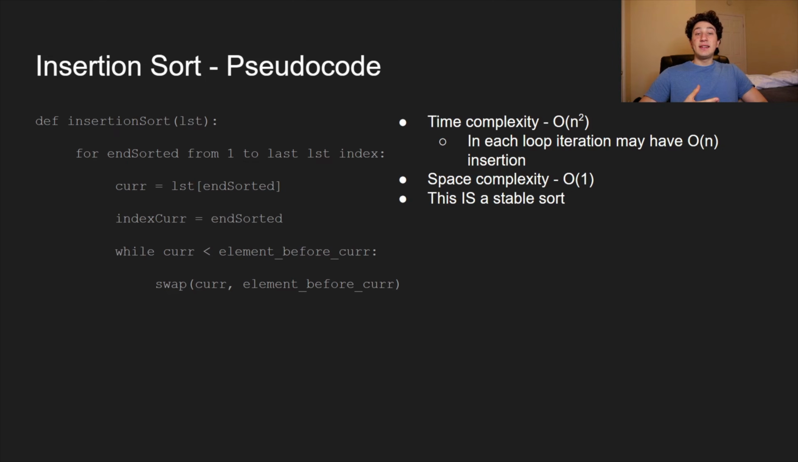In terms of the space complexity, this is going to be constant simply because we're not allocating any new arrays or anything along those lines.